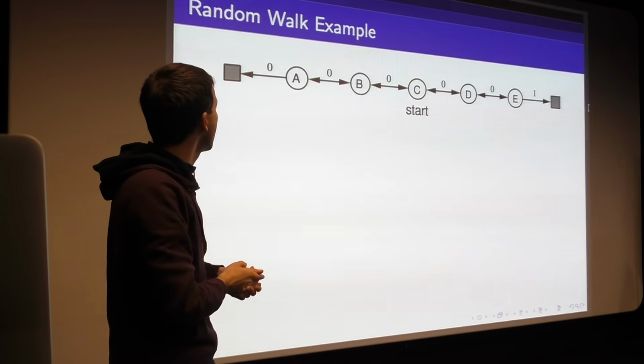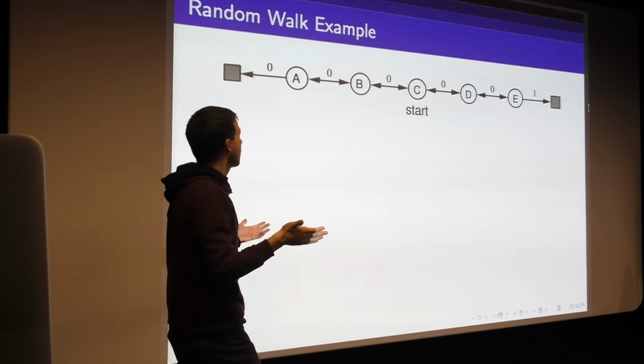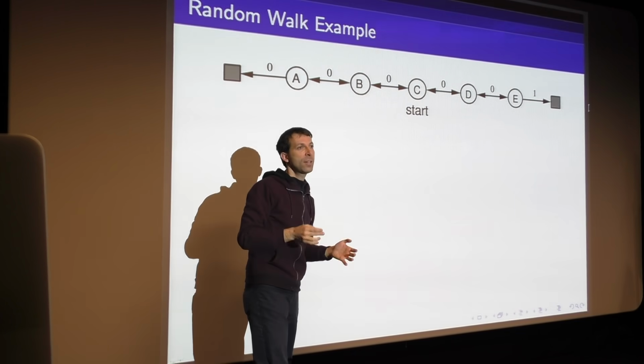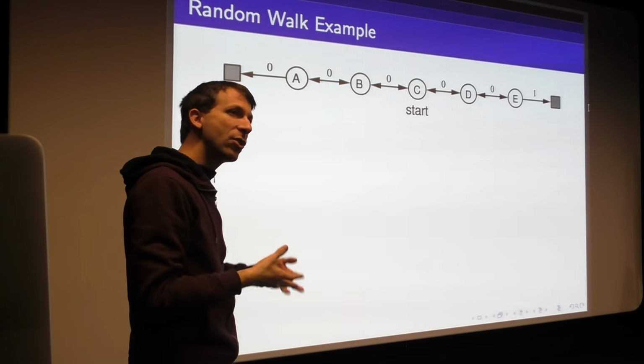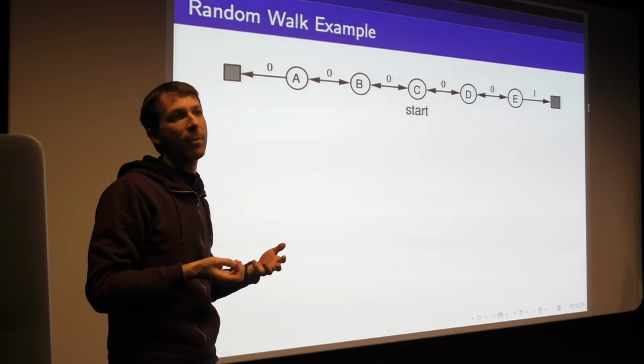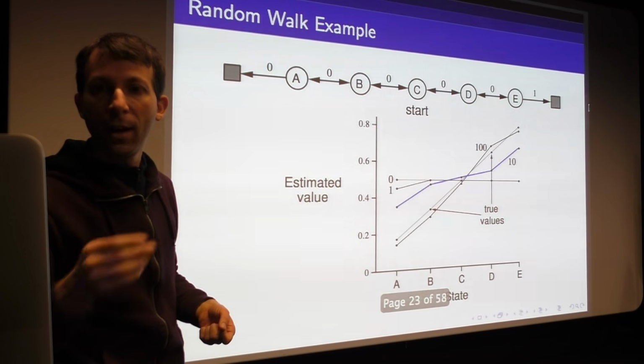Okay, and then the question is, what's the value function for this thing? What's the value of being in each of these states? We could just use this, the simplest possible case, to get an intuition of how Monte-Carlo and TD compare to each other.